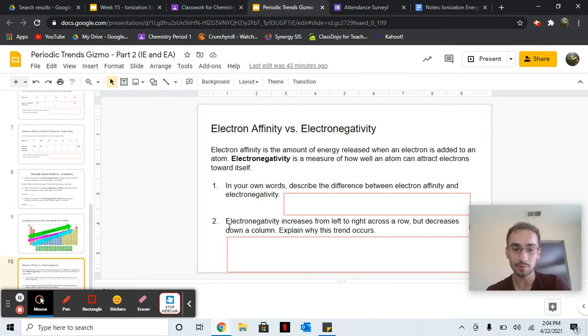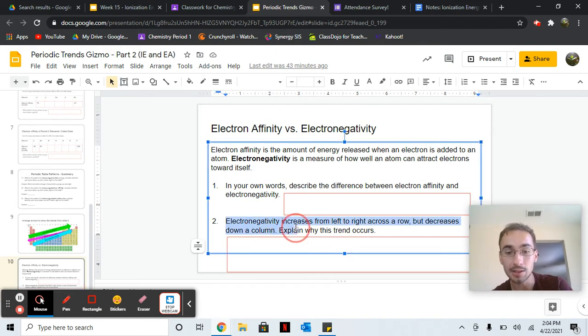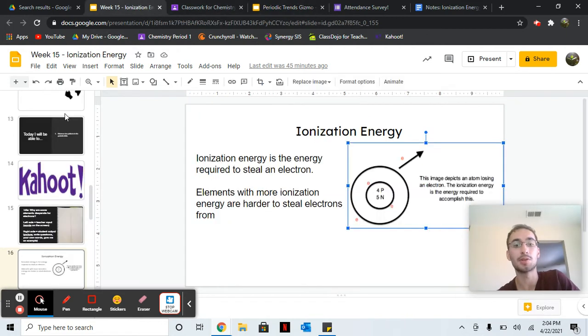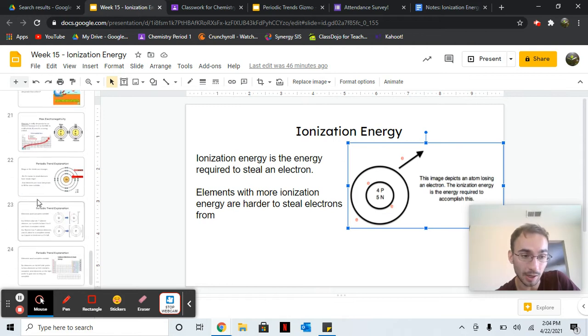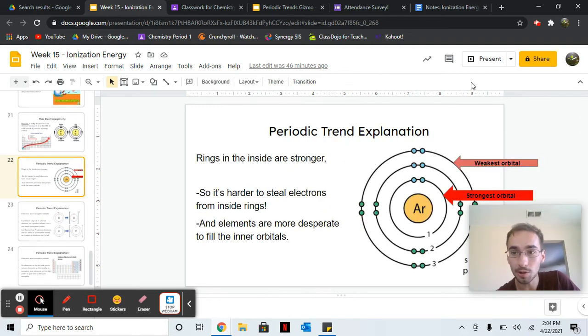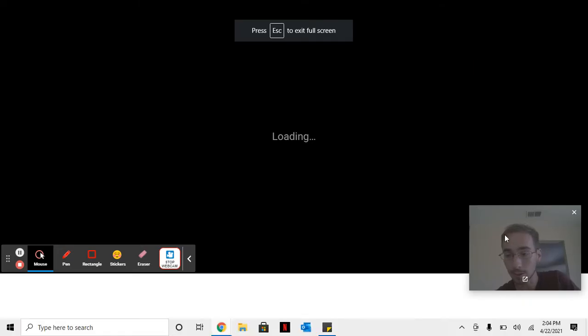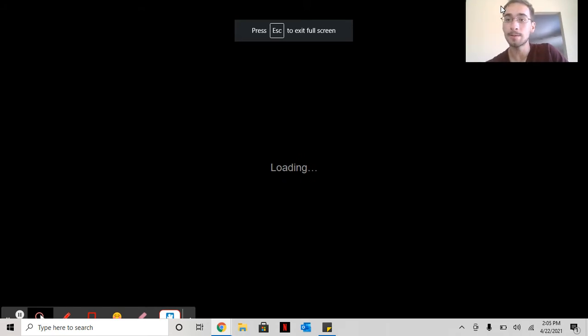And this one says electronegativity increases from left to right across a row, but decreases down a column. Explain why this occurs. I'm going to go over it in more detail tomorrow, but the main reason why is partly because rings on the inside are stronger.